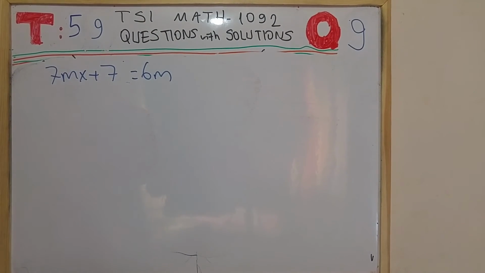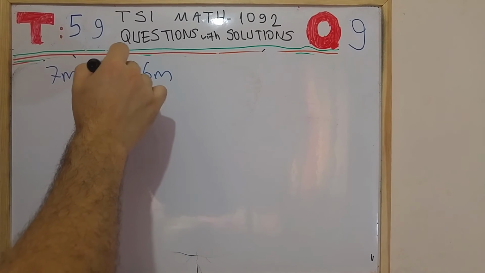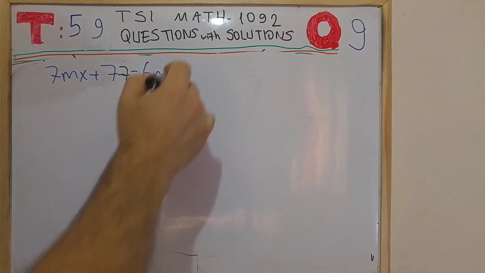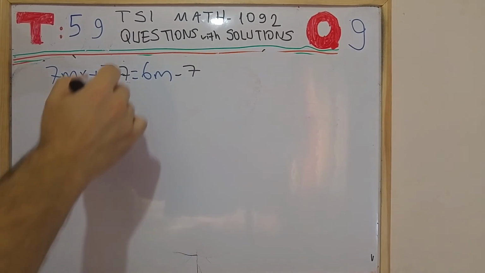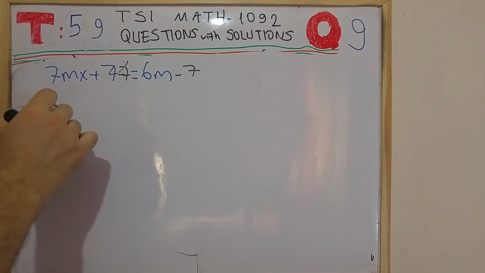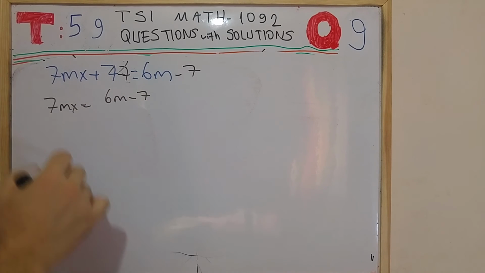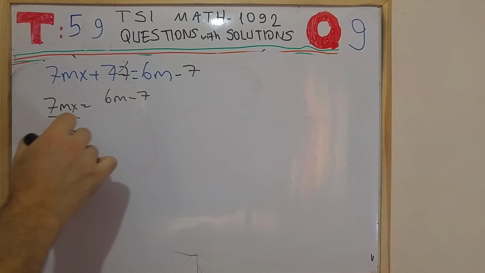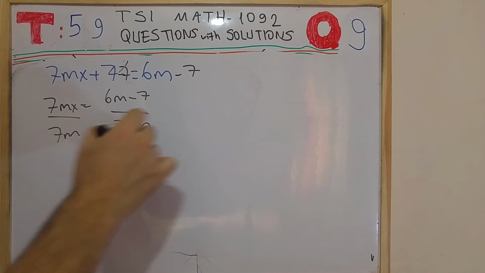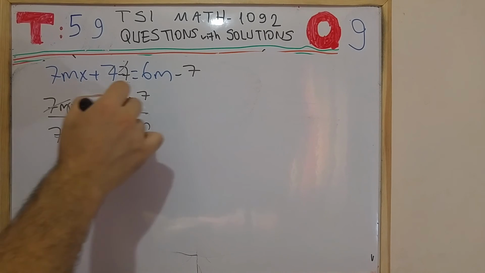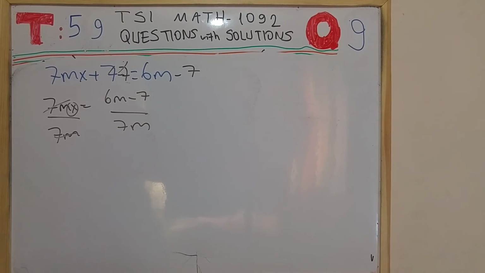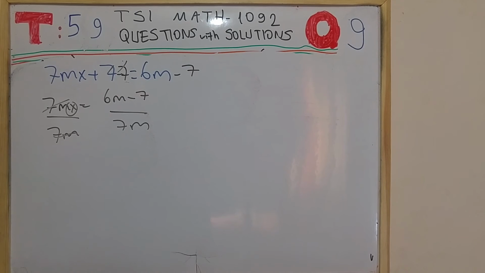I'm looking for x, so the x term must be left alone, so I subtract 7 from each side. Now what I have here is 7mx is equal to 6m minus 7. When I divide each side by 7m, x will be left alone, which is equal to 6m minus 7 over 7m.